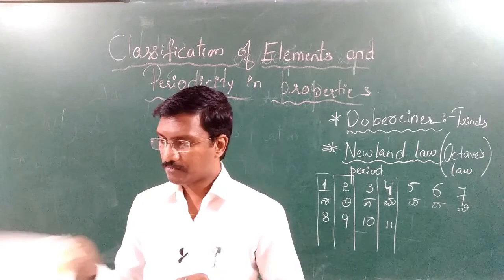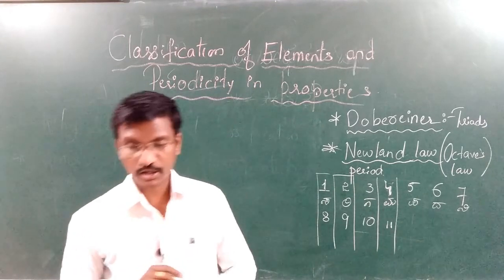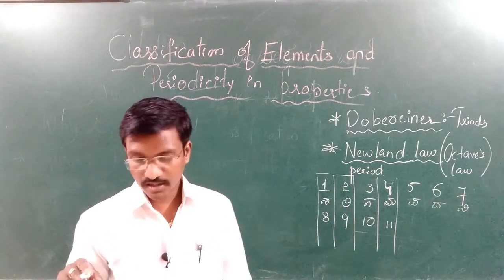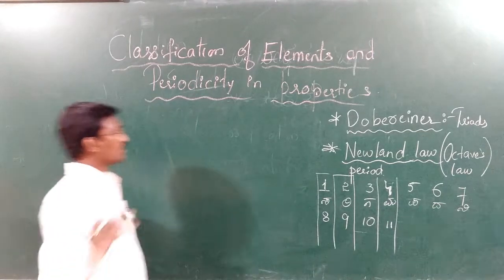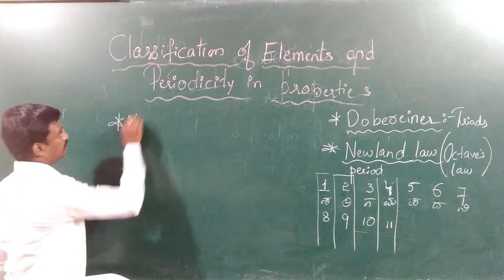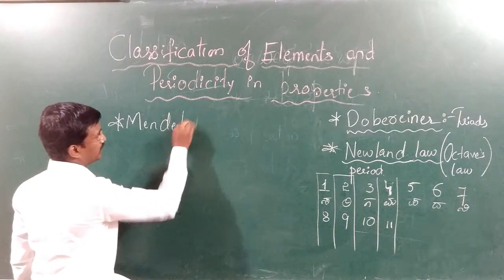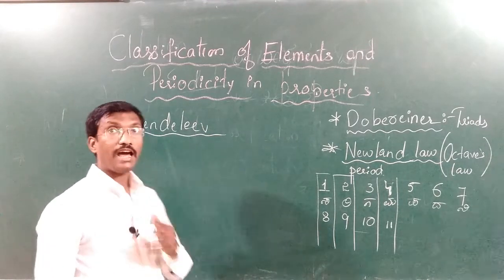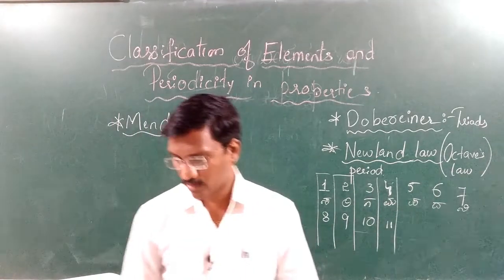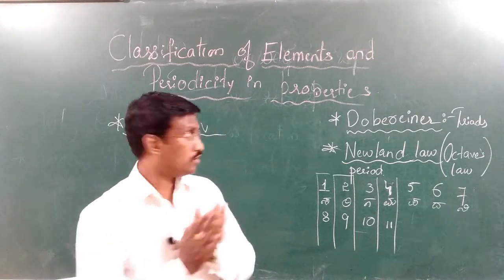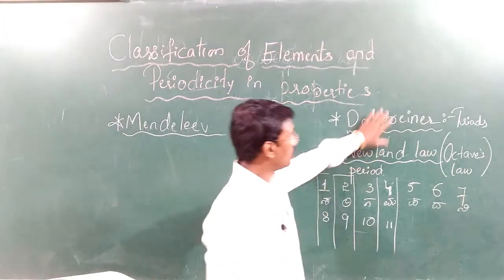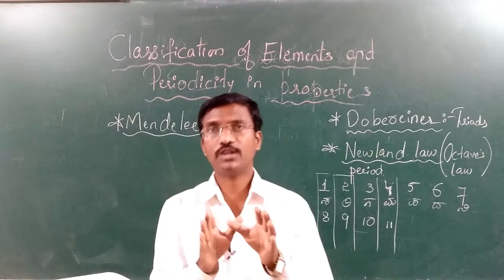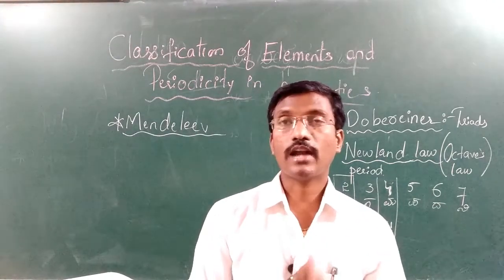So coming to the next sentence: Doberiner first, second is Newlands, and third is Mendeleev. Mendeleev is one of the great scientists. The law launched by Mendeleev is called Mendeleev's law. So keep in your mind these two fellows, Doberiner and Newlands. They set out their ideas and they have a classification, but they are not launched.